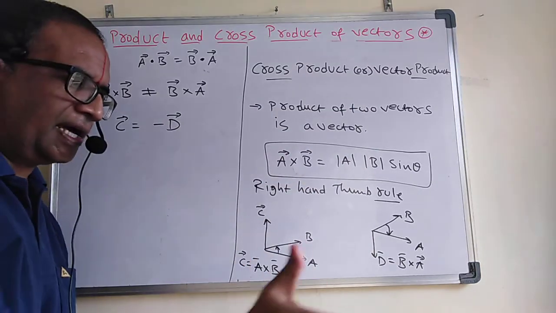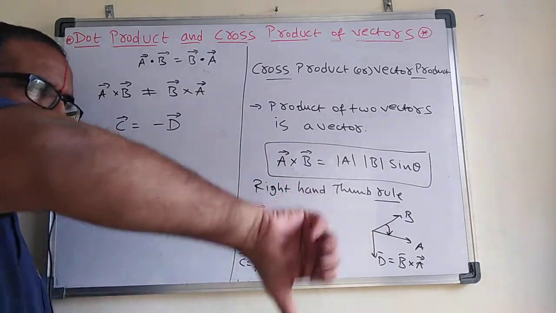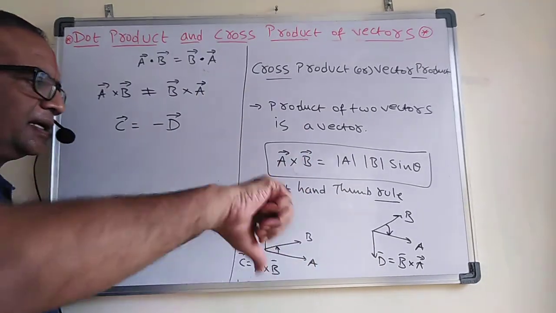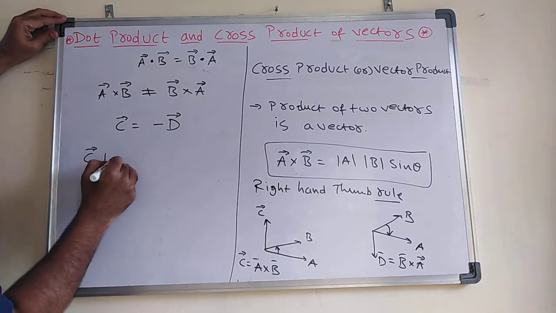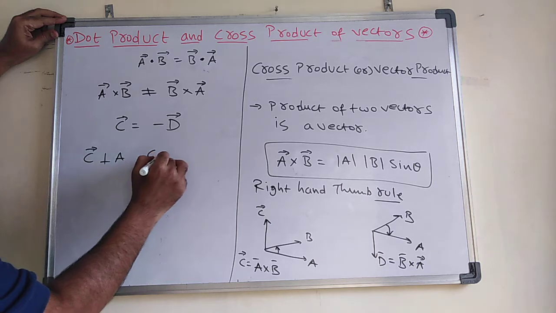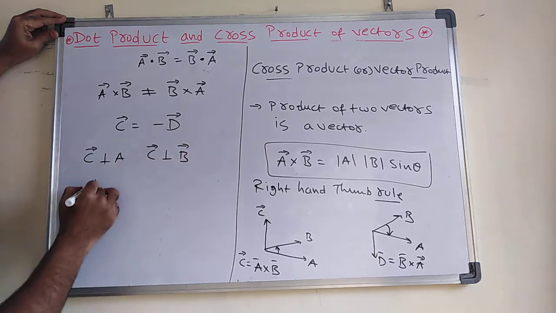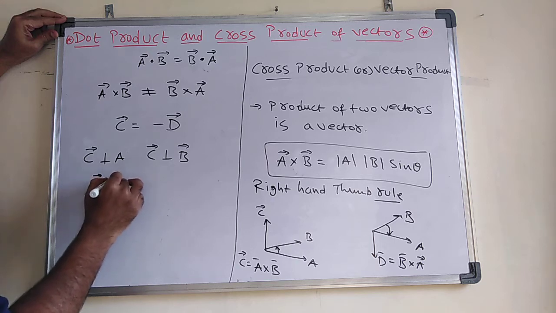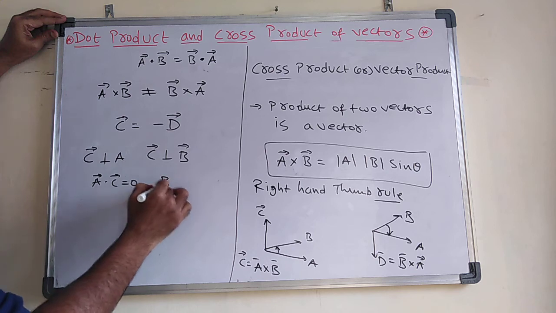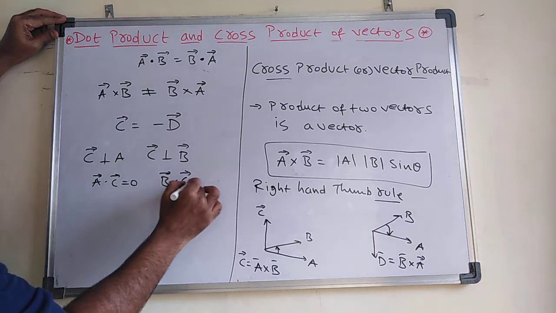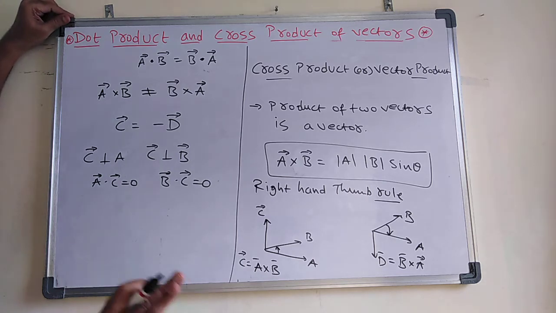See carefully here, A cross B and B cross A. Okay, A cross B gives a perpendicular vector. Remember, it's another very important point. So C is perpendicular to A, and C is perpendicular to B. Here you can also write A dot C is equal to 0, because these two are perpendicular. And B dot C is equal to 0, because these two are perpendicular. Are you following what I am saying here?